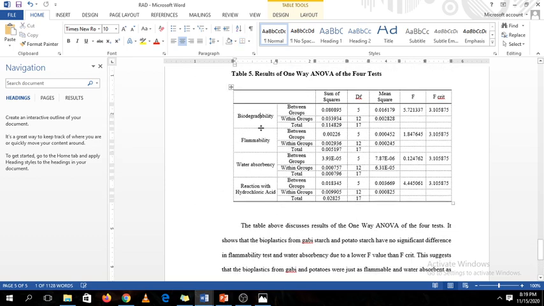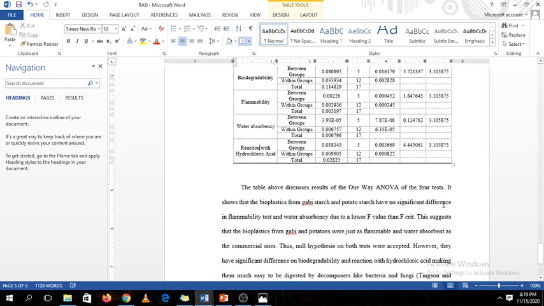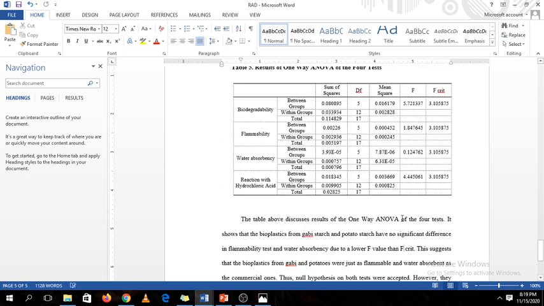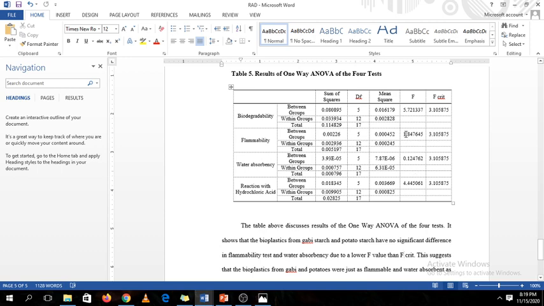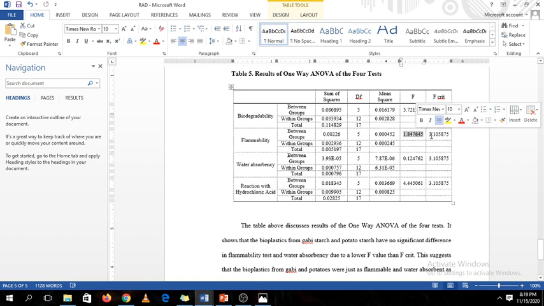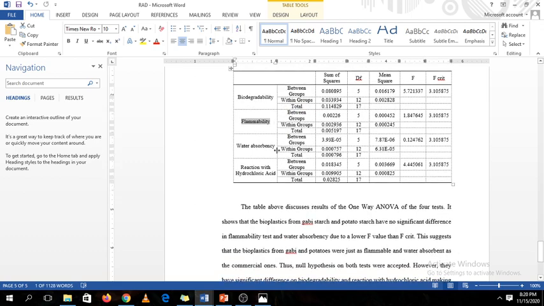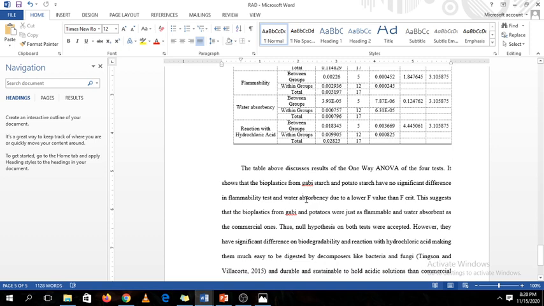So kada isa ni sila, gin-discuss ko ang results. So it shows that the bioplastic from gabi starch and potato starch have no significant difference in flammability test and water absorbency due to lower F value than F-crit. So kung magamay ang imong F, ang imong F value sa imong F-crit, wala significant difference. So for example, 1.8 is less than 3.1, so therefore there is no significant difference among groups in terms of flammability tests. And of course, water absorbency.